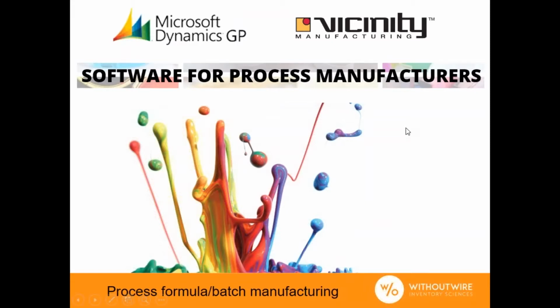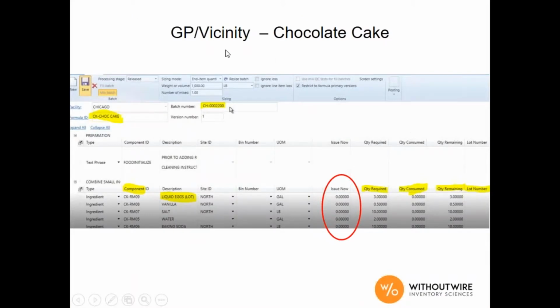So I thought that would be worth reviewing a flow, and this is a flow that we demonstrate for a company around a chocolate cake, GP and Vicinity, and flowing in WillAware and a write back to close this order. So you'll notice here's the formula ID, the batch number, the components with a description.